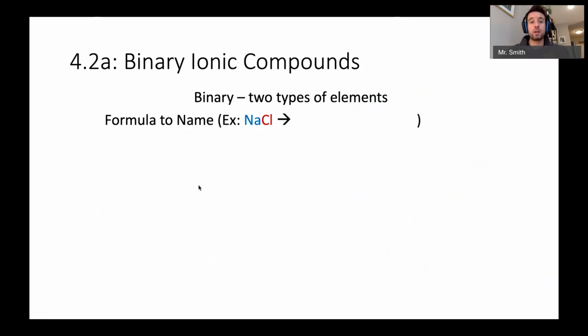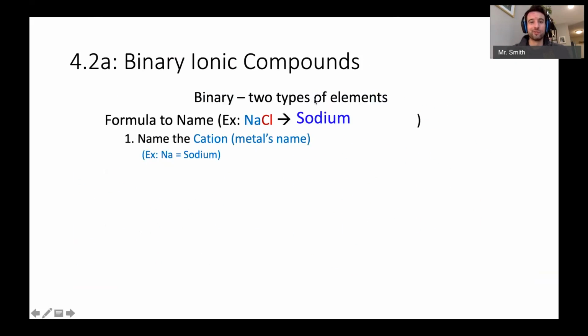What I wanted to talk about now is, let's say I gave you a formula like NaCl. How do you figure out what the name is, right? It turns out the rules are very simple. You just name the metal, whatever the metal's name is. So Na is sodium, so you just name it sodium. Boom, there we go. Halfway done right away.